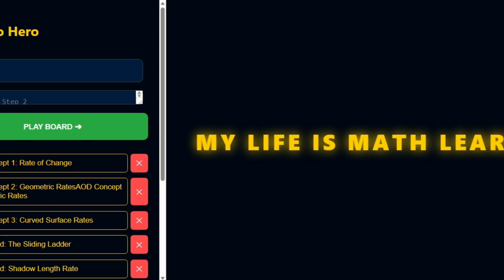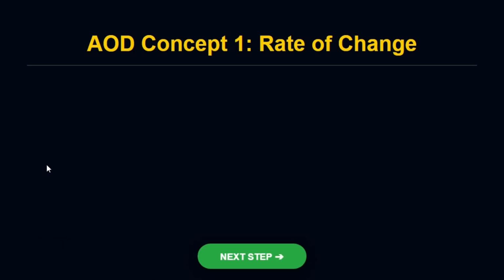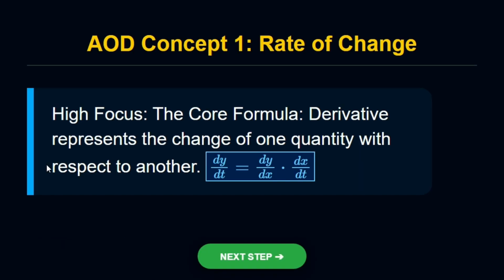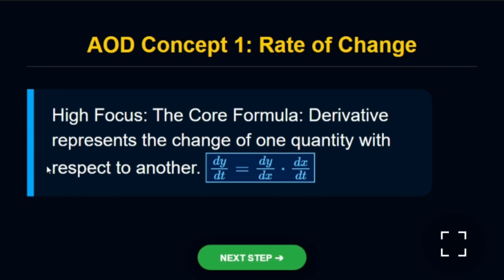Today we will discuss the application of derivative functions. Let's move into concept 1, the rate of change. Derivative represents the change of one quantity with respect to another. dy by dt is equal to dy by dx into dx by dt.